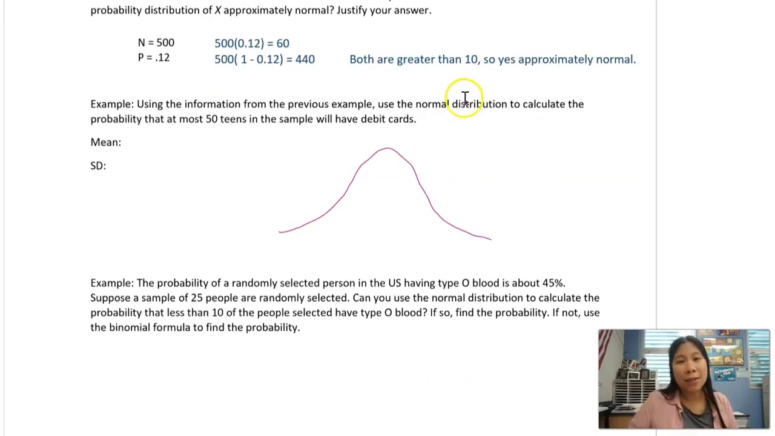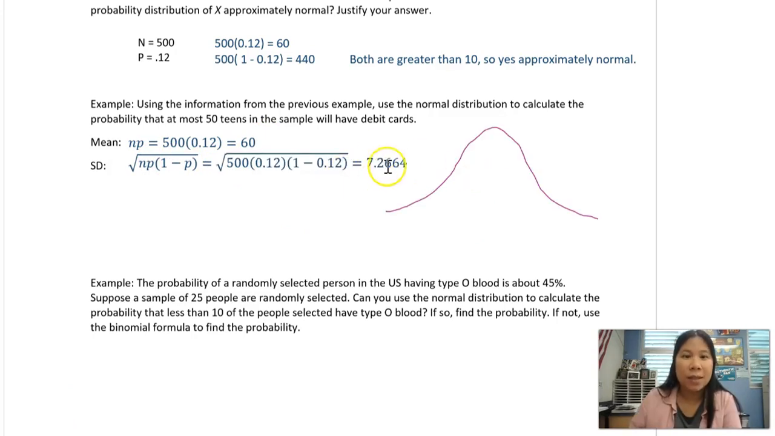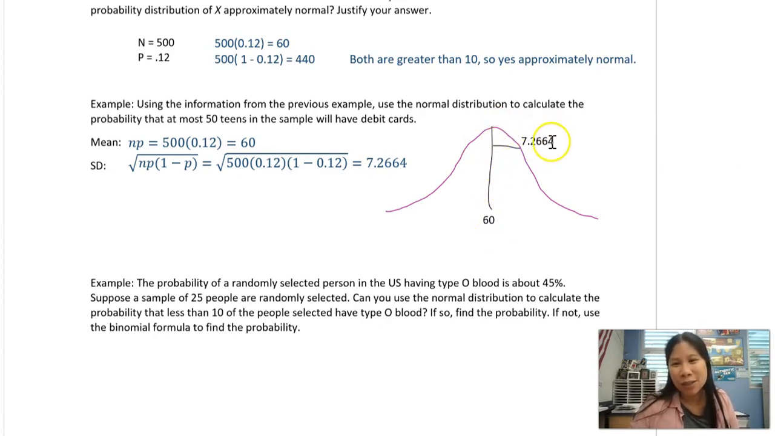Just a quick reminder, from last section we had formulas for the mean and standard deviation. For the mean, the formula was n times p. When we do n times p, we get 60. For the standard deviation, the formula was the square root of n times p times 1 minus p. So plugging in all our numbers, we get 7.2664. Now I can label this on my normal curve. We're going to label the middle with our mean. It's really hard to draw on this computer, but here we go. Here is the middle, the mean is 60, and the standard deviation I labeled with 7.2664.